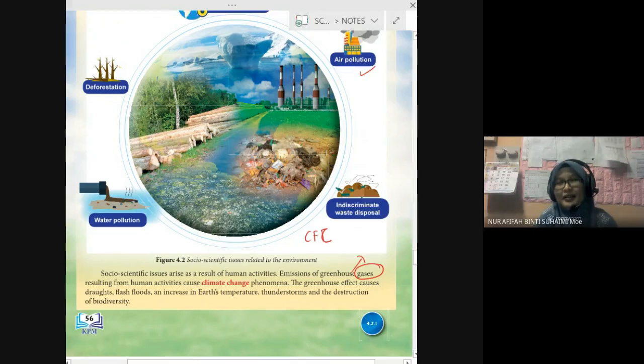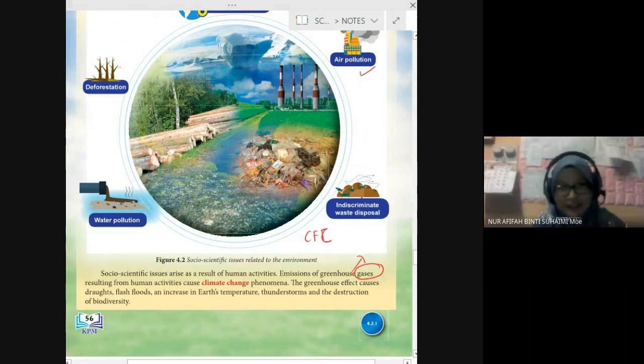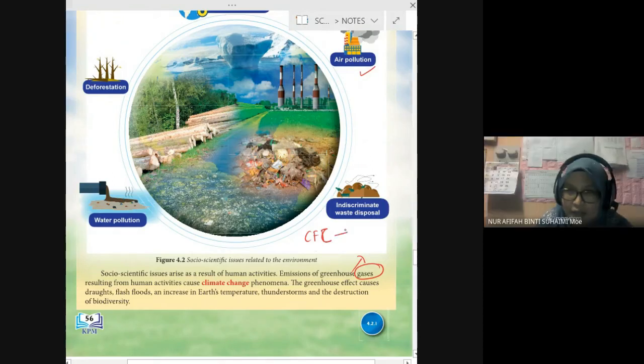Lagi siapa? Chlorofluorocarbon. Kloro, betul. Klorin, carbon. Betul. Okay. This one is for depletion of ozone layer. Penipisan lapisan ozon. CFC comes from aerosol.